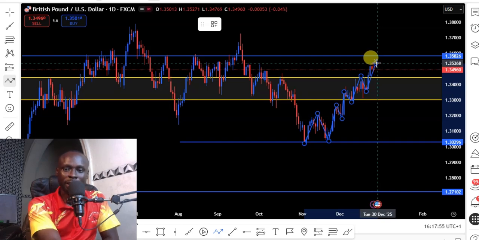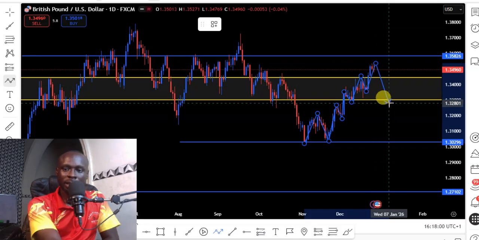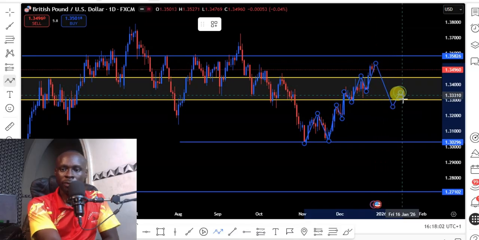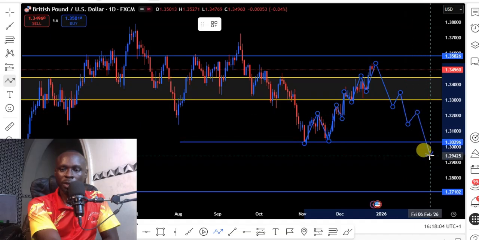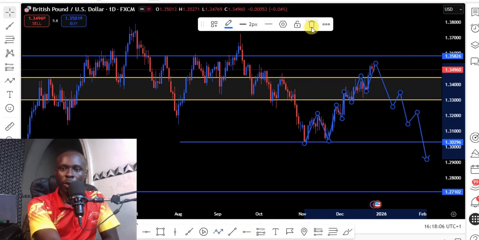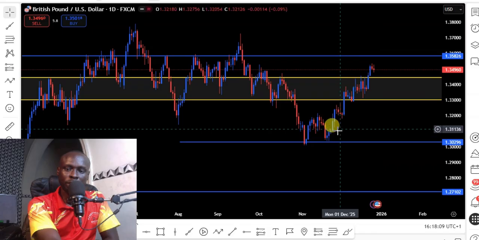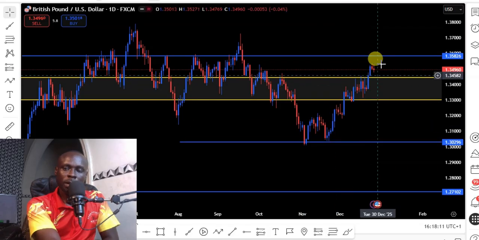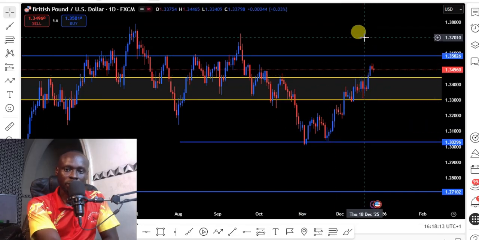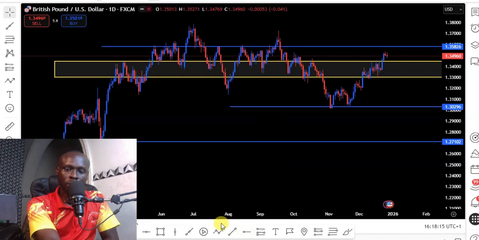For us to expect any possible downtrend, we need price to give us an inner structural bearish trend before we start looking for possible selling opportunities for the Pound USD to the downside. But currently our momentum still remains bullish because we have this inner structural movement for the Great British Pound USD. So let's look at the major structure of the Great British Pound USD.